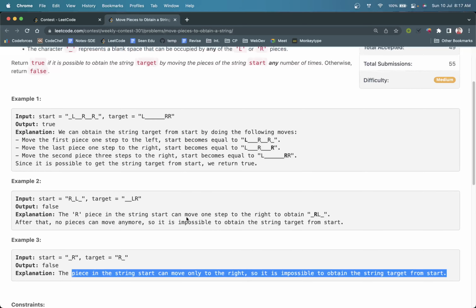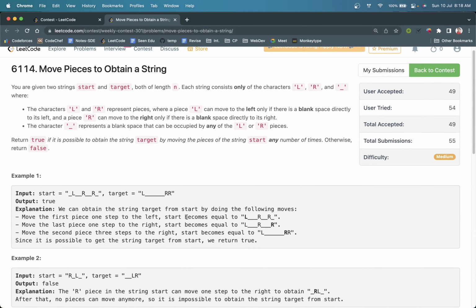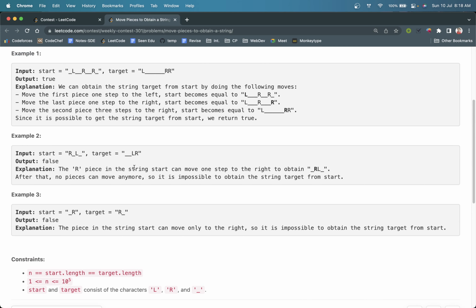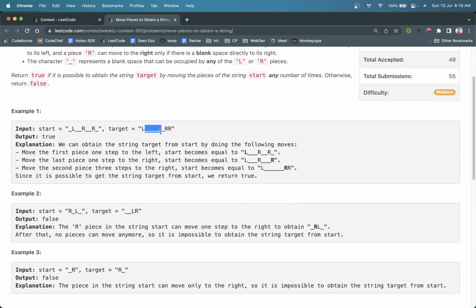What I'm trying to do is that every R can move to its right and every L moves to its most left. R can only move to the right. So for the right one, this R can never move to the left. So for every first one, we will try to move.